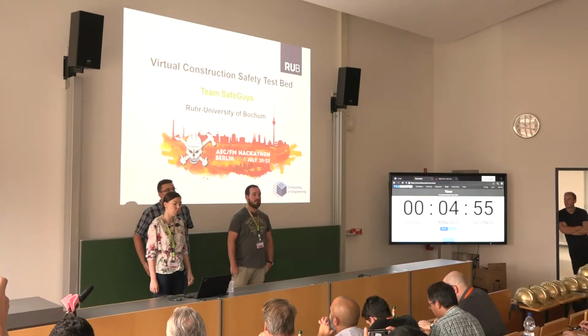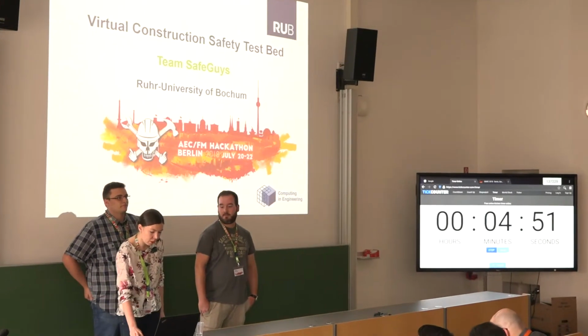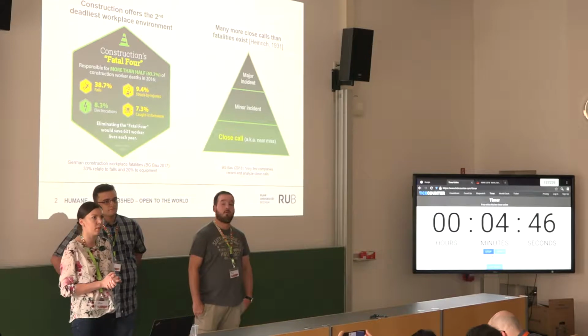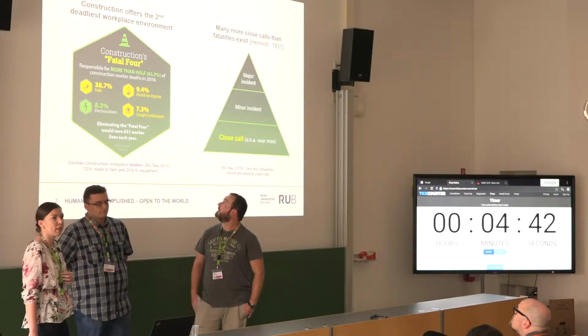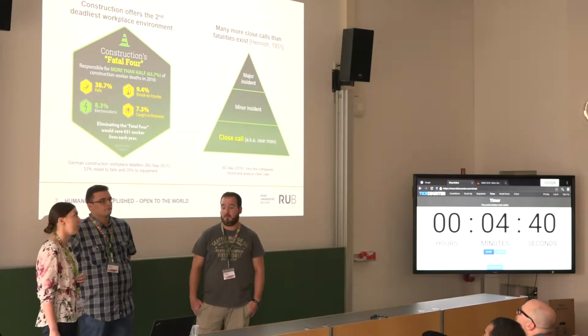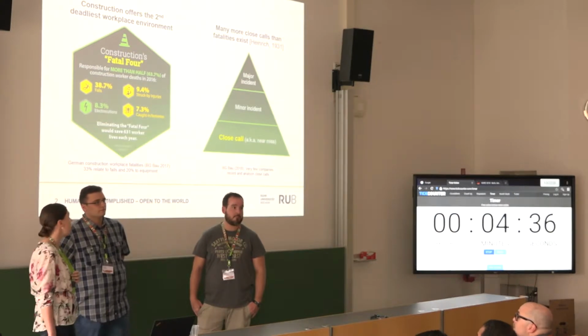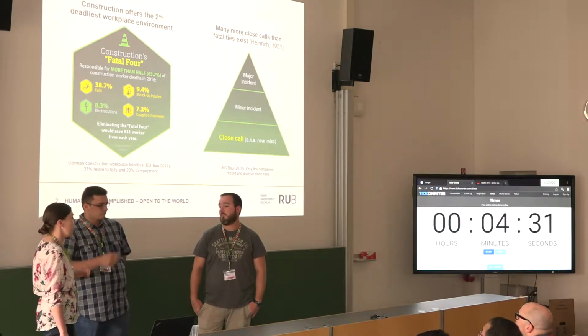From Ruhr University of Bochum, and our topic is virtual construction safety testbed. According to the statistics, construction offers the second deadliest workplace environment. Here you can see the Fatal 4. It explains the main causes of fatalities, and 40% of them are related to falls from height, and about 17% relate to collisions with heavy equipment.